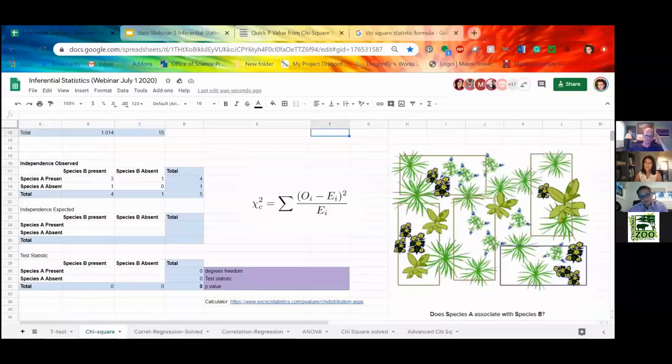So I'm more of a social science person. Chi-squares can also be used in a really biological sense. And this particular example we're going to use is with quadrats.